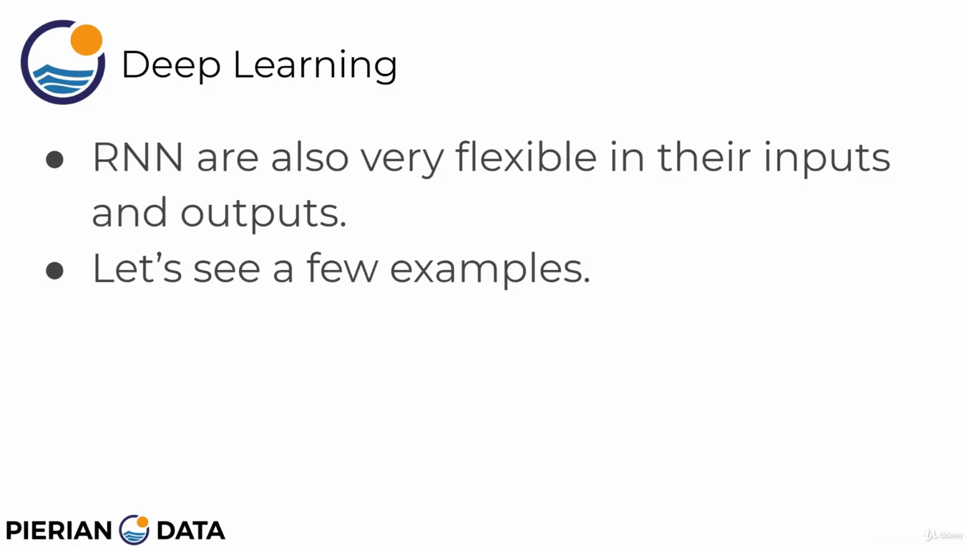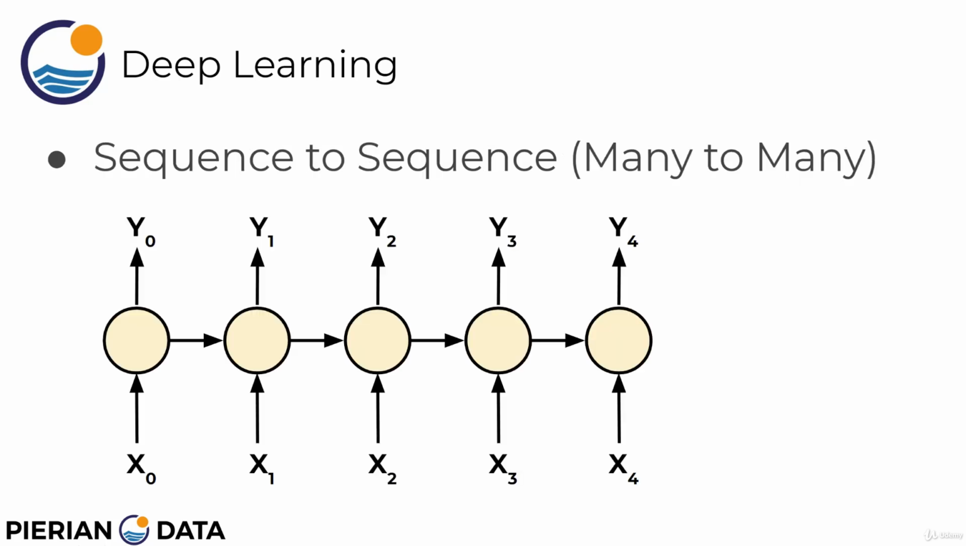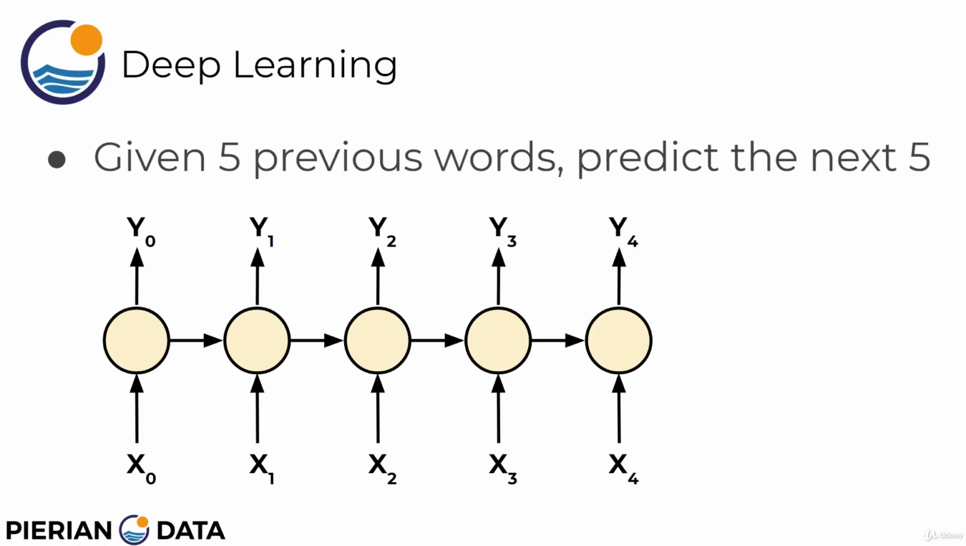Now, recurrent neural networks, as we mentioned, are very flexible in their inputs and outputs, and there's different types of architectures you can use here. Let's see a few examples. You can use a sequence-to-sequence model. So this is also known as many-to-many. Essentially, you pass in a sequence and you expect a sequence out. So for example, given 5 previous words, go ahead and predict the sequence of the next 5 words.